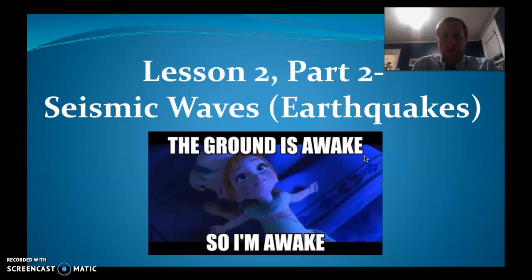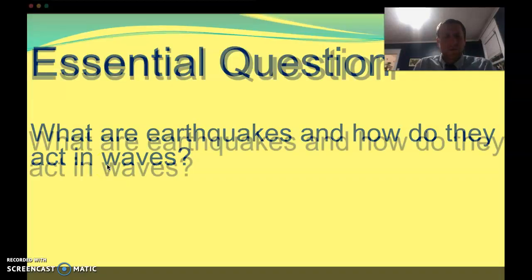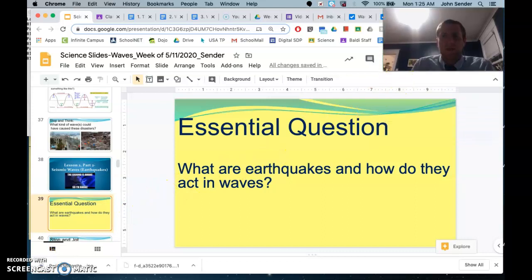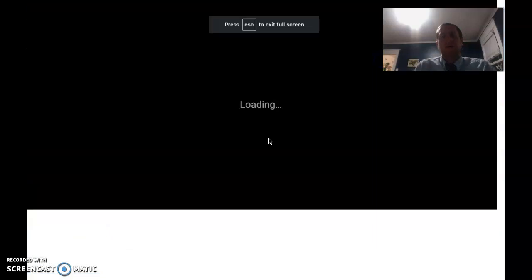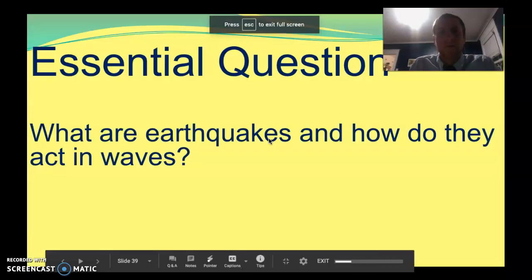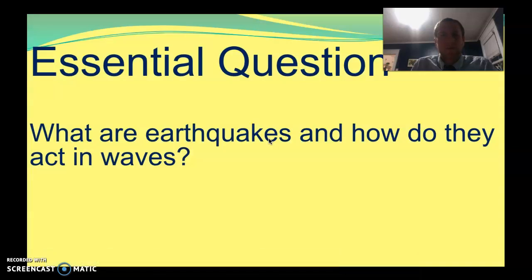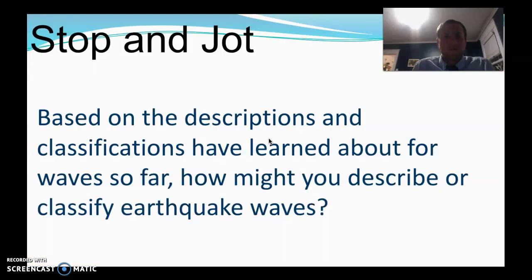There's not really a better time to do it. Seismic waves. Seismic meaning in the earth, I believe. Actually, I'm going to check that real quick. So it's actually, to shake is what seismology means. So a seismic wave is basically a shake wave, which doesn't really make sense to me because all waves shake. So whatever. Interesting fact of the day. The question here is, what are earthquakes and how do they act as waves? What kind of waves are they?